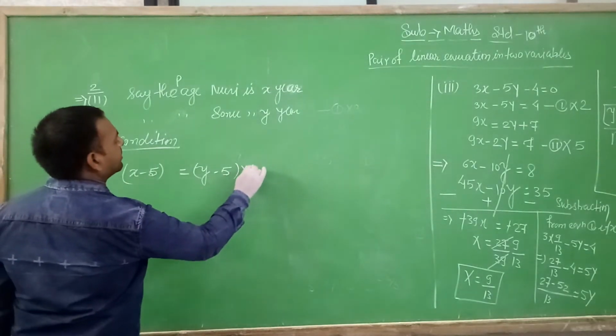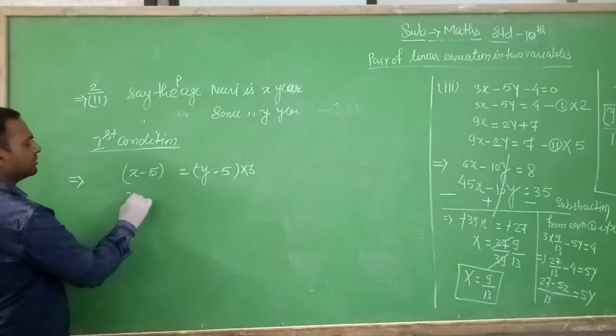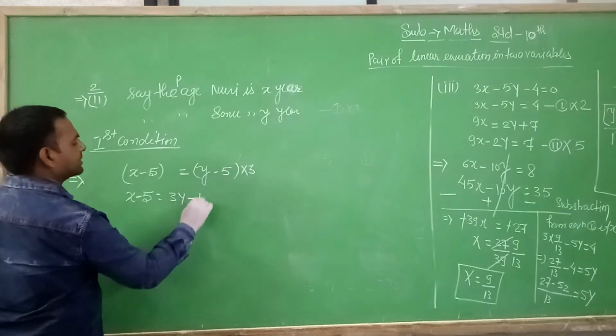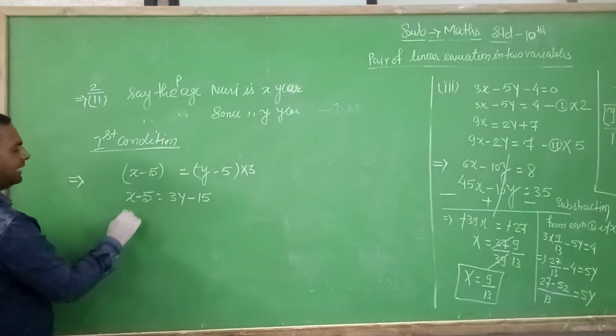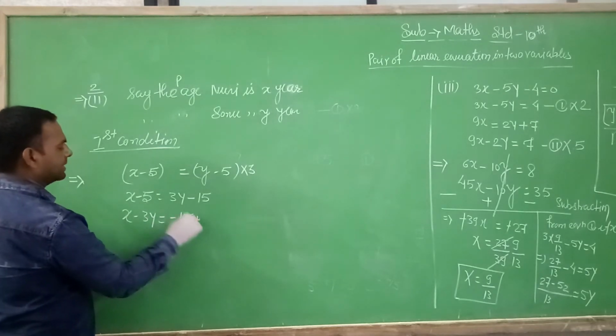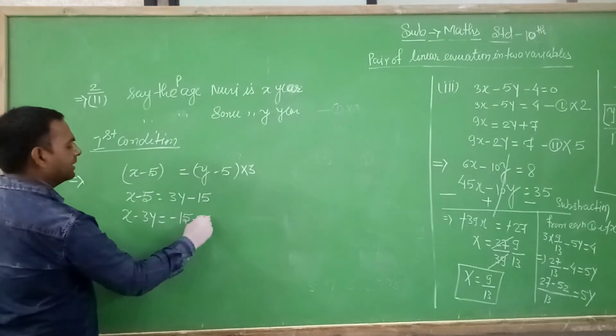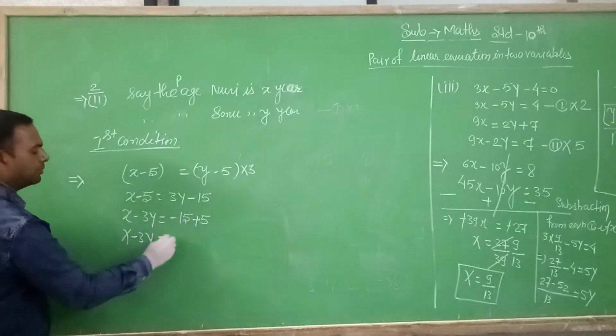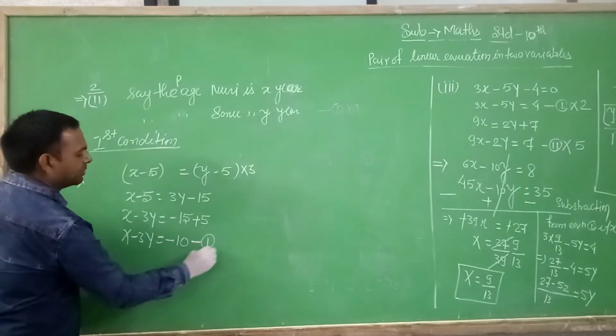So you multiply here by 3. So x minus 5 is equal to 3y minus 3 fives, which is 15. So x minus 3y is equal to minus 15 plus 5, which is minus 10. x minus 3y is equal to minus 10. This is equation number 1.